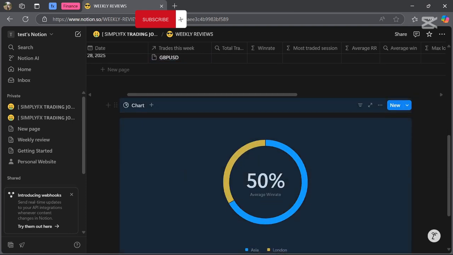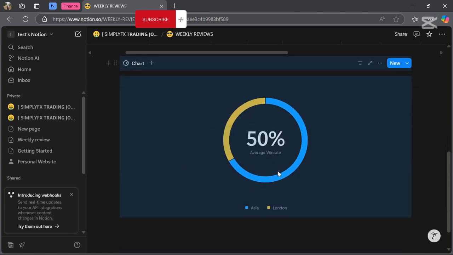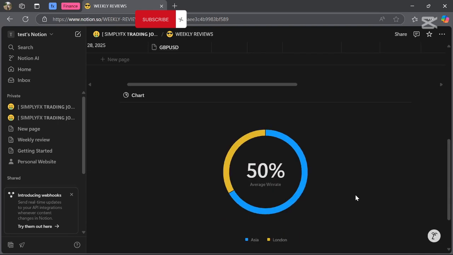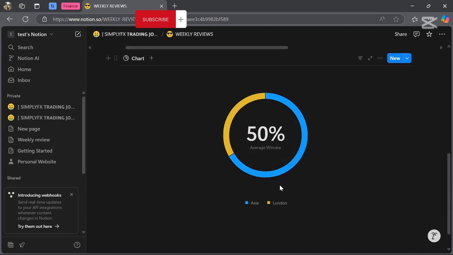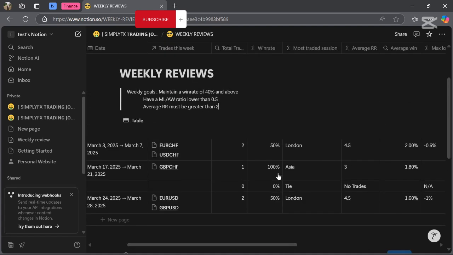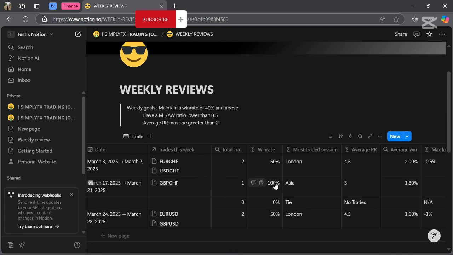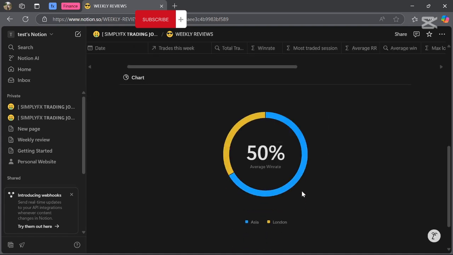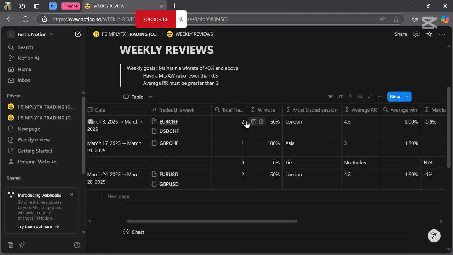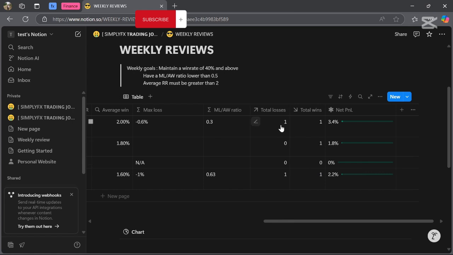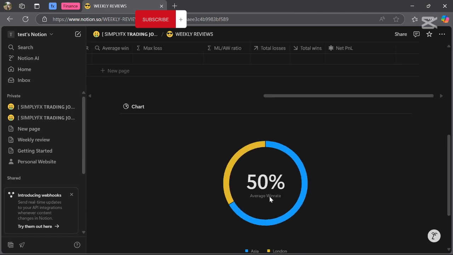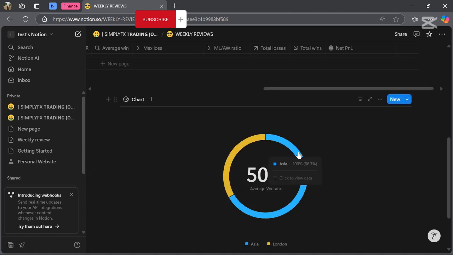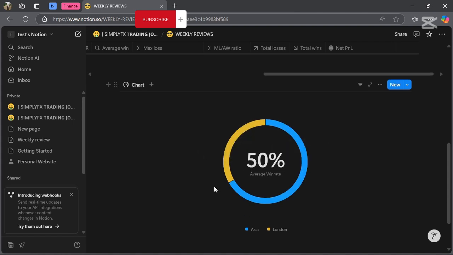So this pie chart shows us the average wins in the particular session. You can see that 100% of the trades we took here in Asia session ended up in a win. See, GBP, 100% win rate, Asia session. So maybe that means we should be focusing more on Asia session than London session, because we took a loss here in London session, also took a loss here in London session. So maybe we should be focusing more on Asia session than London session. This is the type of insights this provides.